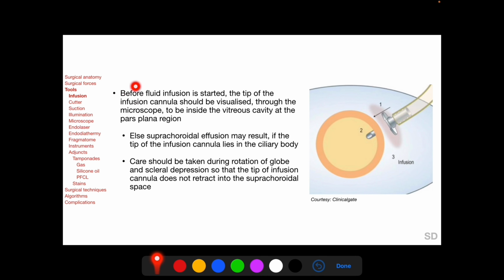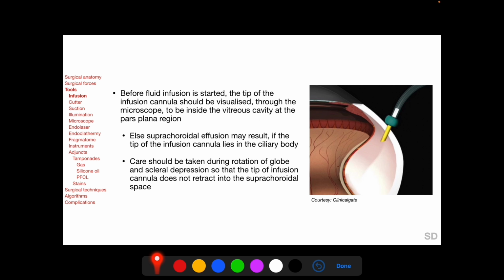But before fluid infusion is started, the tip of the infusion cannula should be visualized through the microscope as shown here in this diagram and confirmed to be inside the vitreous cavity at the pars plana region. Otherwise, suprachoroidal effusion as shown here in this diagram may result if the tip of the infusion cannula lies within the ciliary body, and care should be taken during rotation of globe and scleral depression to prevent the tip of the infusion cannula from retracting back into the suprachoroidal space, and this is very important to remember.